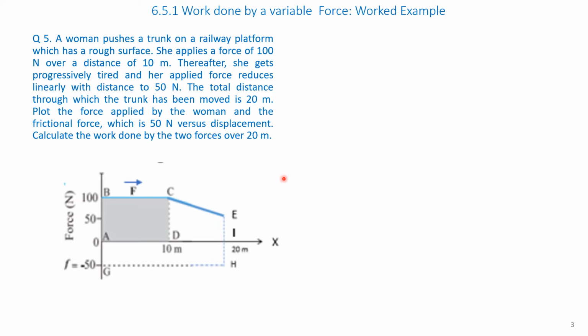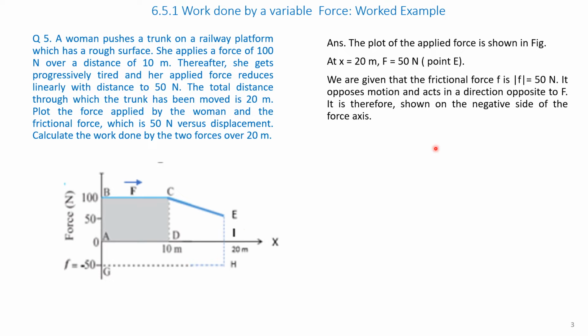So we have to find the area under the force versus displacement graph. At x equal to 20 meters, F is equal to 50 newtons, point E. Therefore, the frictional force magnitude is 50 newtons. It opposes the motion and acts in the direction opposite to F. It is therefore shown on the negative side of the force.